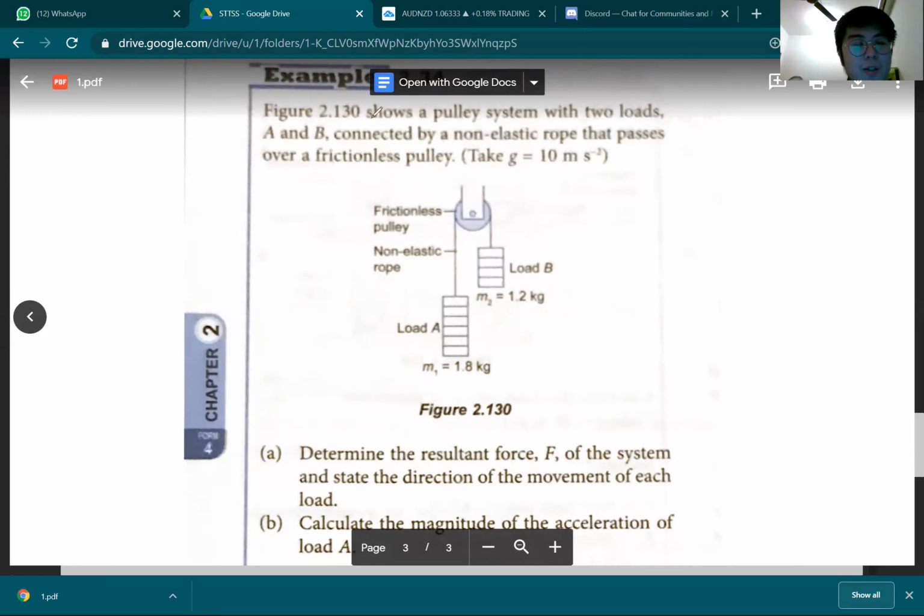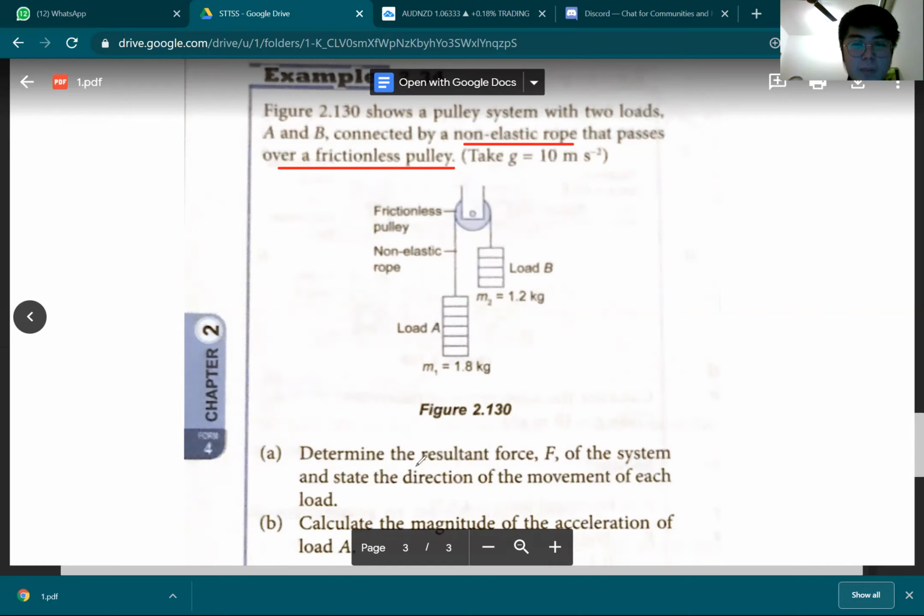Figure 2.130 shows a pulley system with 2 loads, A and B, connected by a non-elastic rope that passes over a frictionless pulley. Here it says non-elastic, so it's actually nothing much. You just ignore the elasticity of the rope. Elasticity has its own chapter, we're going to learn about it in a later chapter, not now. So non-elastic rope, just ignore it. The pulley is frictionless, so there's no friction in the pulley. Take g equals 10.